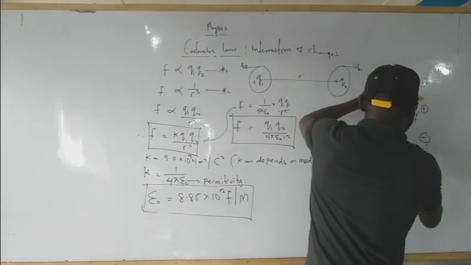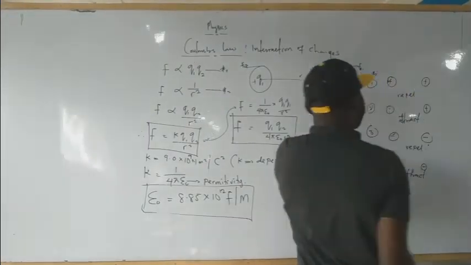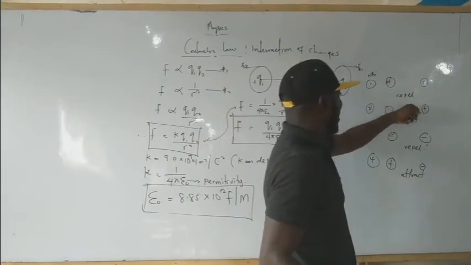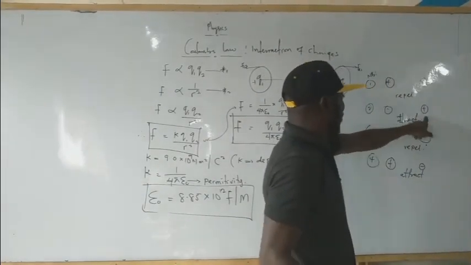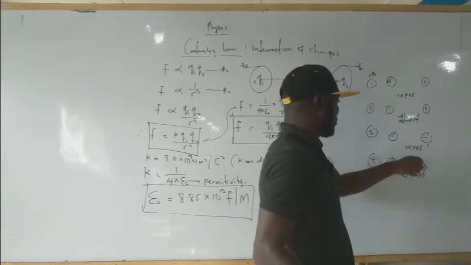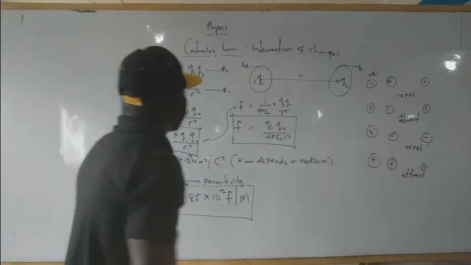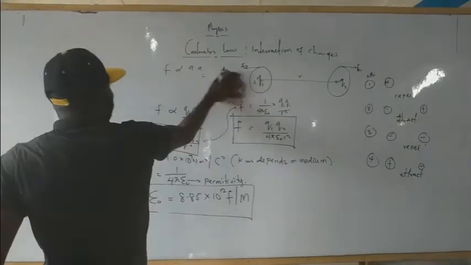Okay, this we attract, this we repel. Okay, positive and positive we attract or we repel, positive and negative we what? We attract, positive repel, positive negative we what? We attract. So from there we're going to look at the similarity between Newton's law of gravitation and Coulomb's law.